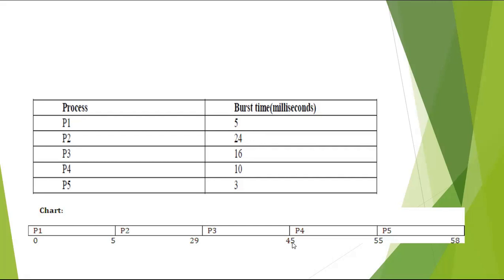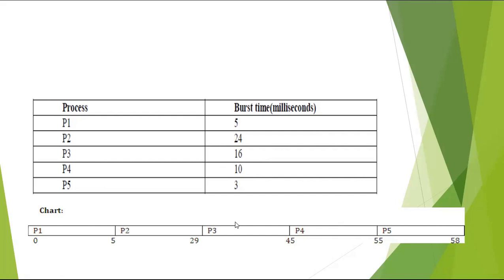Then P4 will enter at 45. 45 plus its burst time, that is 10, so 45 plus 10 is 55. Then P5 will get inside. So that is 55 plus 3, that is 58. Okay, till this time all the processes will have completed their execution.